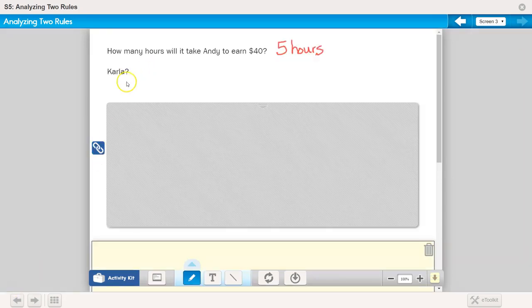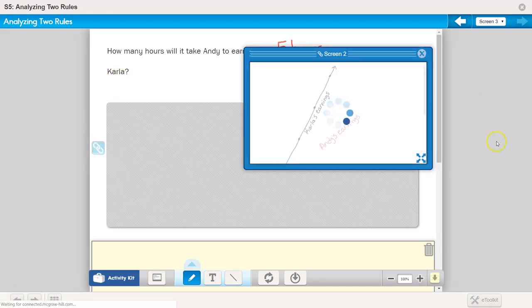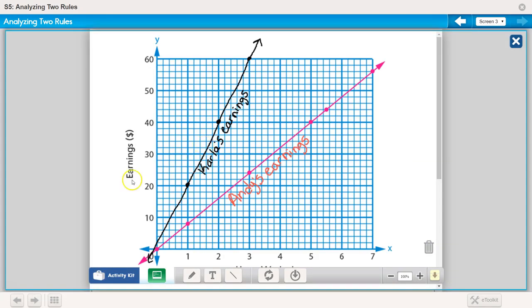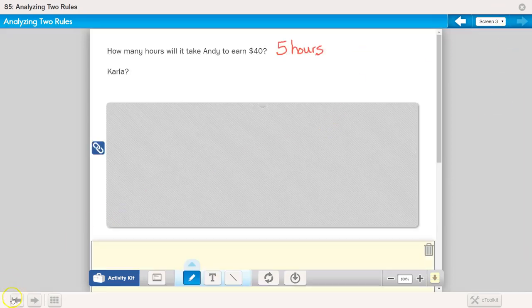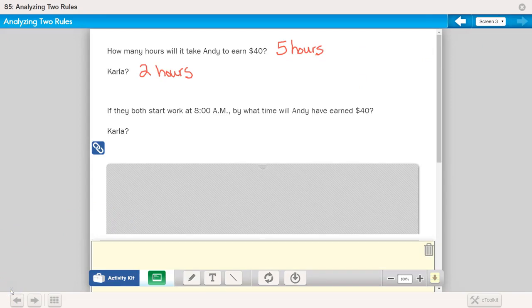How many hours will it take Carla to earn $40? Let's analyze the grid and see. So I'm going to go up to the $40 mark on the coordinate grid and move to the right until Carla's line intersects. And then follow it down, and I can see that it's going to take Carla 2 hours to earn $40. Let's analyze the graph some more for some more questions.